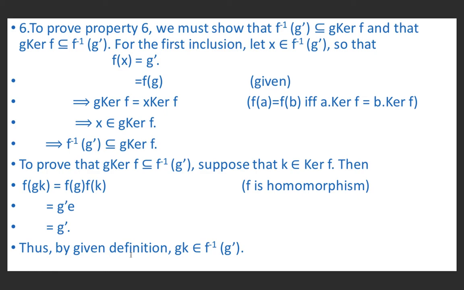Thus, by the given definition, Gk belongs to F inverse G dash, because F inverse G dash is the set of all elements X belonging to G such that Fx is equal to G dash. Here F of Gk is equal to G dash, therefore Gk belongs to F inverse G dash. So G kernel F is a subset of F inverse G dash.